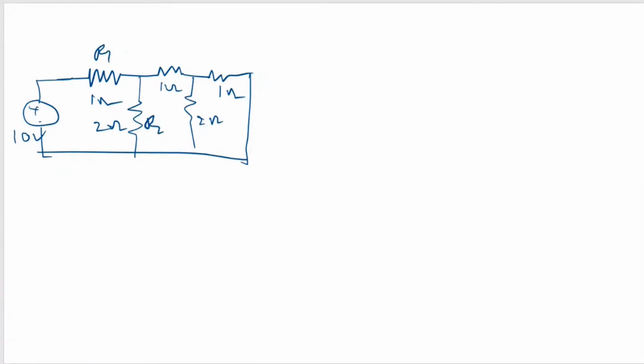The first step is to identify the number of nodes without considering the reference node. All these nodes at the bottom are 0 volts, so this is the reference node. We need not count this node. Without this node, count the number of nodes available. This is one node A and this is another node B. So how many nodes are there? 2 nodes. And how many equations can we write? 2 nodes means 2 equations.